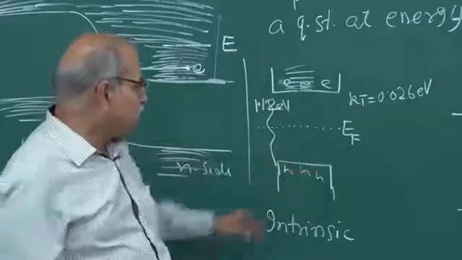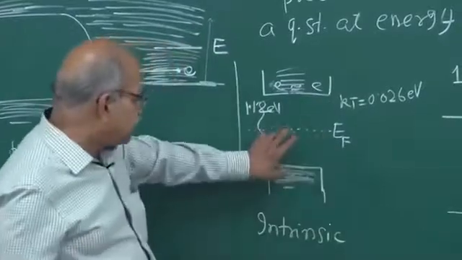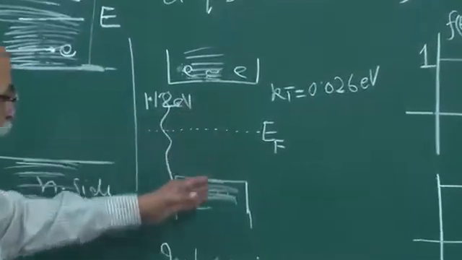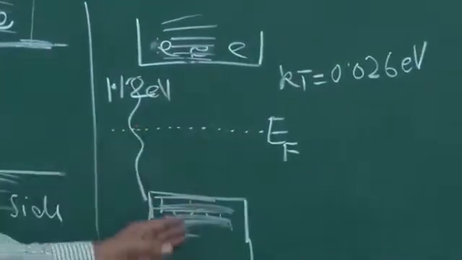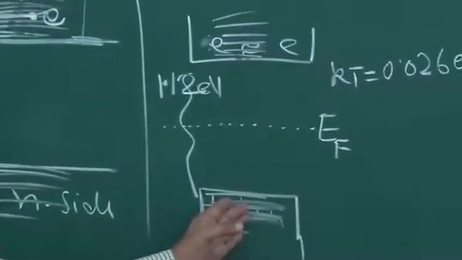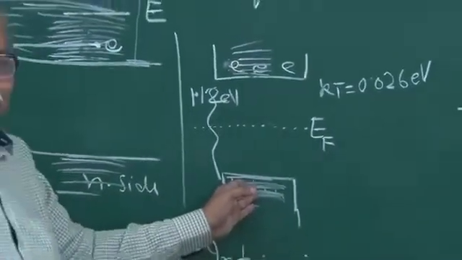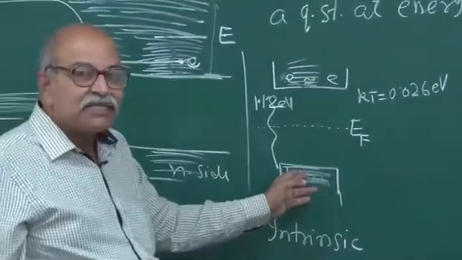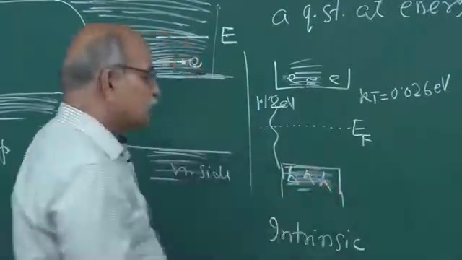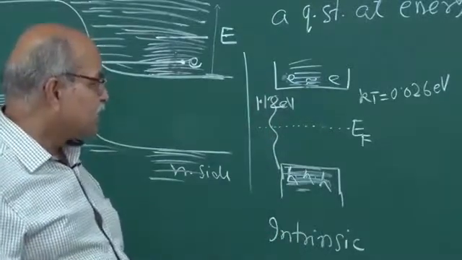And for holes, once again, this is much below EF, so the probability of occupation is very close to 1. The probability that it is not occupied, which is 1 minus Fe, so that there is a hole there, is again very, very small, and so only a few holes will be there. So that's the picture when you have an intrinsic semiconductor.